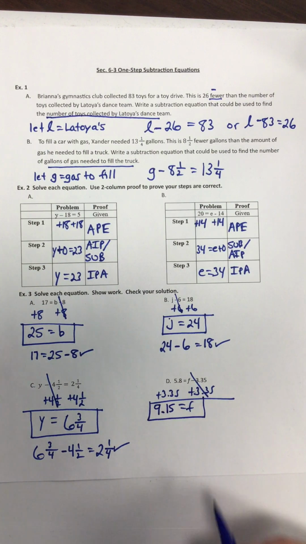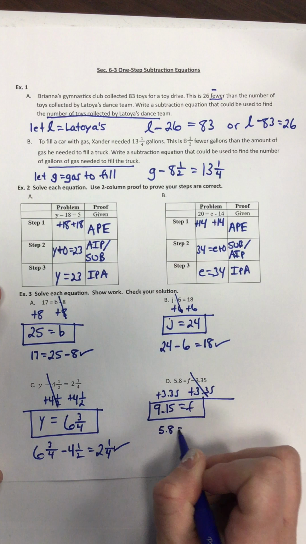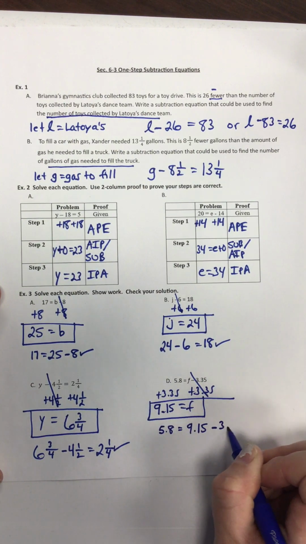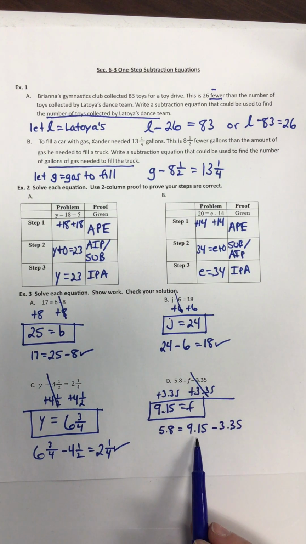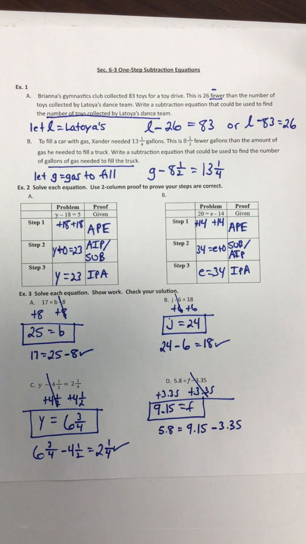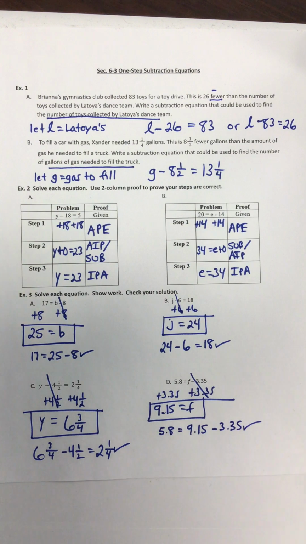Again, check it real quick. Plug that back in for f. So 5 8/10 better equal 9 15/100 minus 3 35/100. Okay, again, that is going to check out. So then I know 9 15/100 minus 3 35/100 is going to equal 5 8/10. So I know without a doubt my answer is right.